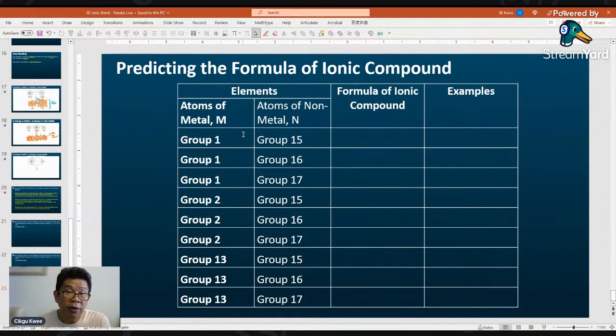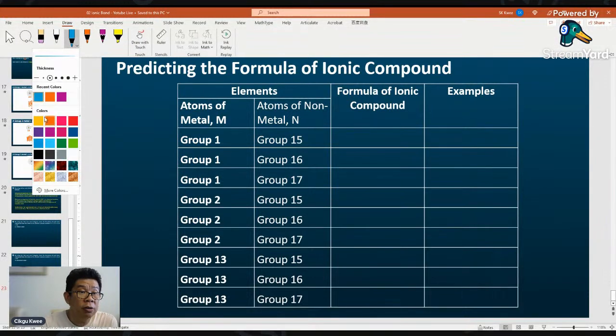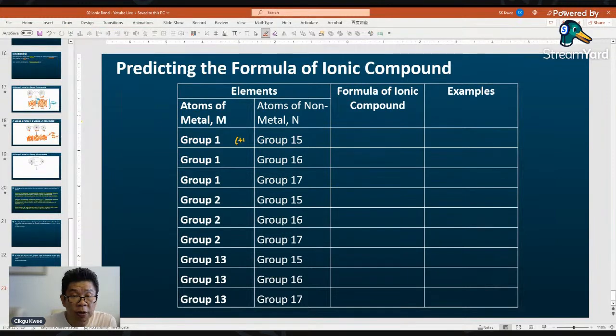If the atoms are metals from group 1, then the charge will be positive 1. To predict the formula, we need to know the charge. Ions from group 1 have a charge of positive 1 because they tend to release 1 electron. Group 2 release 2 electrons, so the charge will be positive 2. Group 3 release 3 electrons, so the charge will be positive 3.